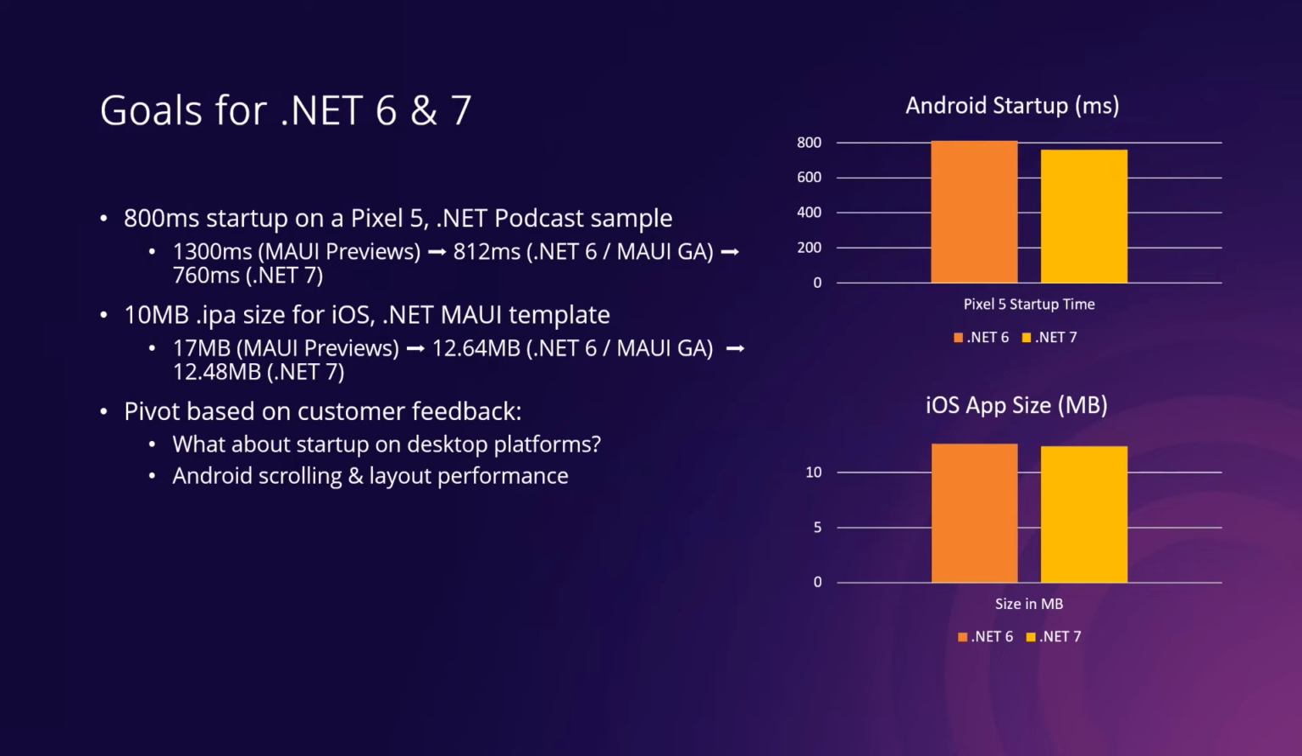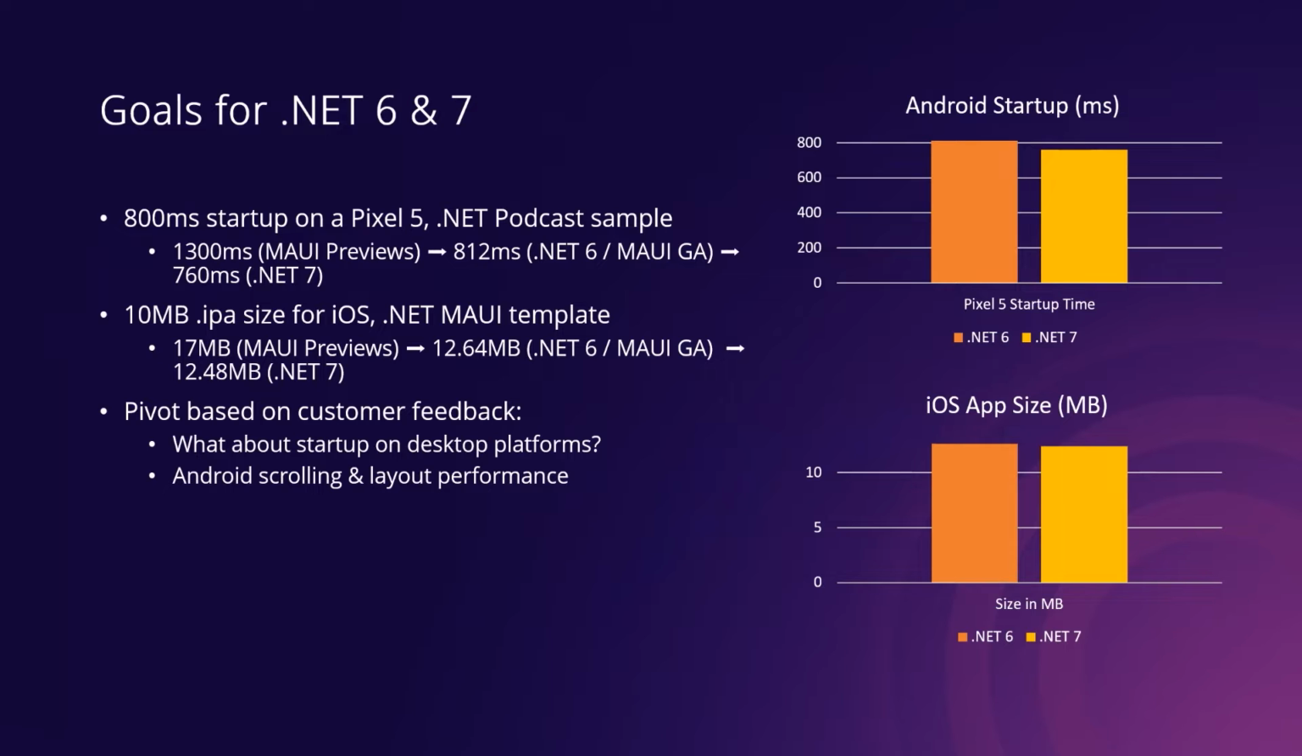So we had these goals back when MAUI was shipping, where we had the problem that iOS started up fast, but the app was large, and Android had the alternate problem where the app size was good and we had problems with startup. And so we had these goals of 800 milliseconds on a Pixel 5 for the .NET podcast sample. And we also had the goal to get around 10 megabytes for the .NET MAUI template on iOS. And we made some really good strides toward those goals in .NET 6. We got to 812. We got really close on startup, and we moved the needle on app size as well.